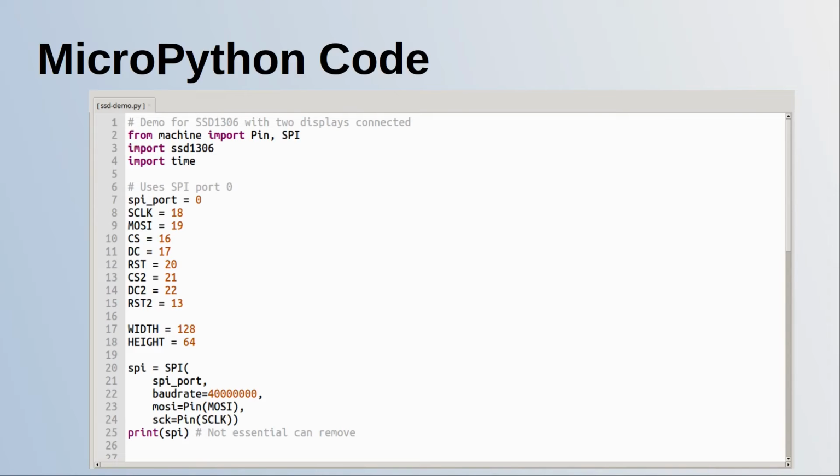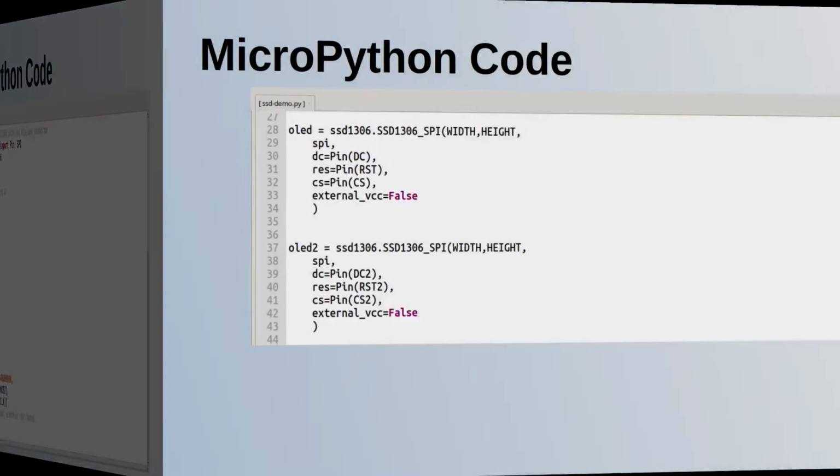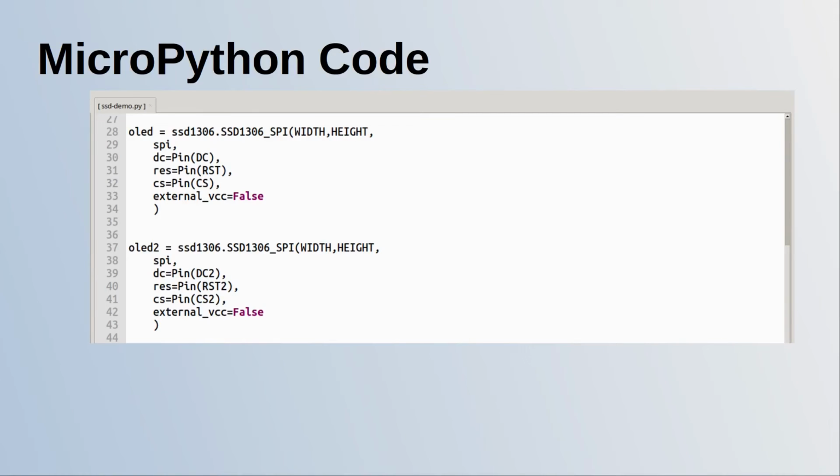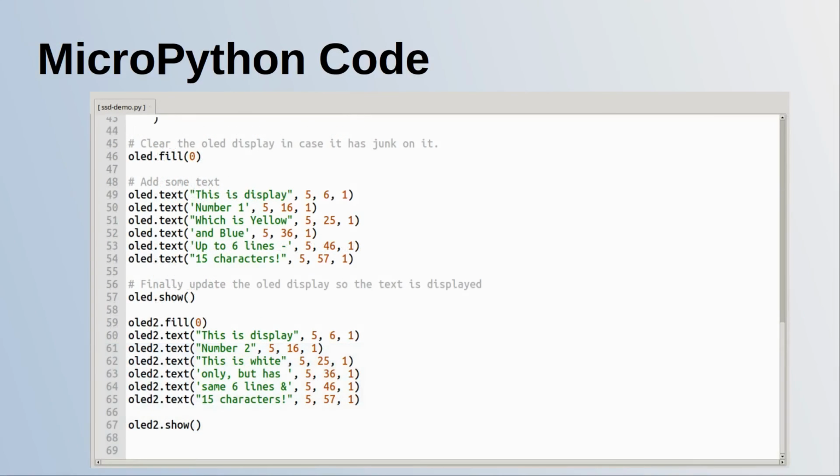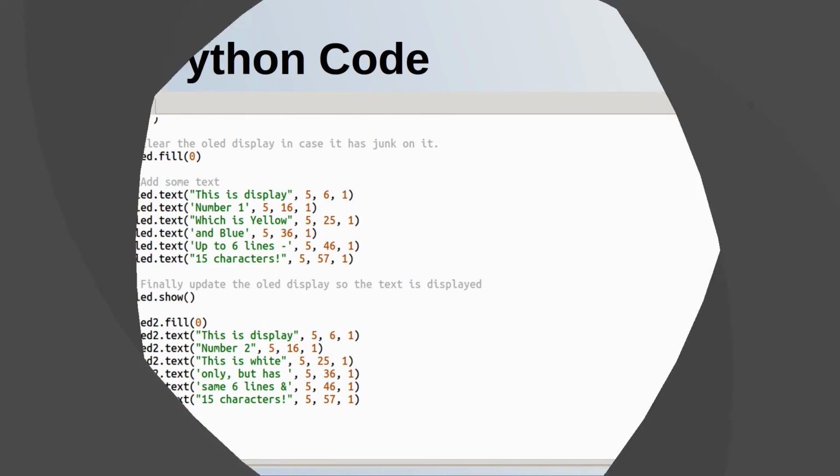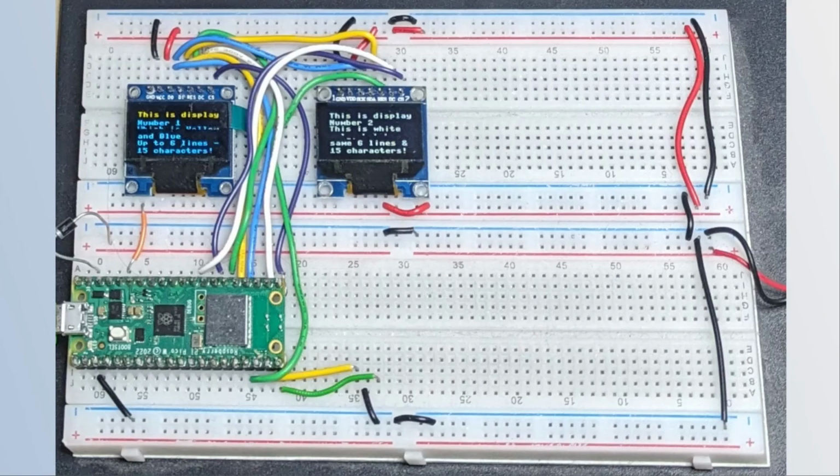The first part of the code is a list of port allocations, and then it creates the SPI interface here. It does print out a bit of detail about the SPI, but that's just for debugging purposes. Next, the code creates the two OLED objects using the SPI bus and the other port details. So here we have the SPI object we created before, and these are the pins. Finally, it's a case of adding the text using the X and Y positions and calling the show method to upload it to the display. And that should allow you to send a different message to each display.